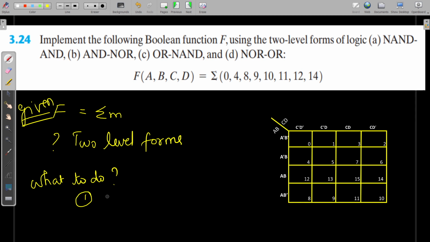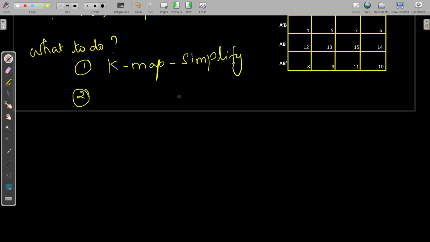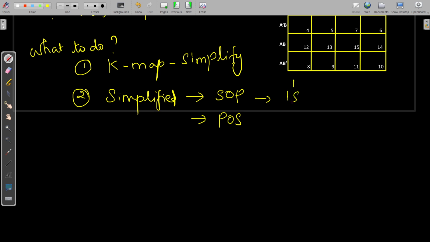First we need the help of the K-map, so we do the simplification. Once you simplify, you will get the simplified expression. You have to get it in two forms: one is the SOP, another one in POS format. SOP means you get it by combining the ones, and POS by combining the zeros. The third step is that we are not going to directly apply this SOP for the implementation. Our next step is going for implementation, isn't it?